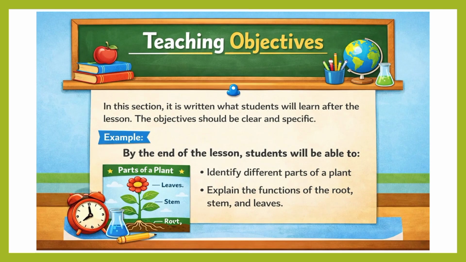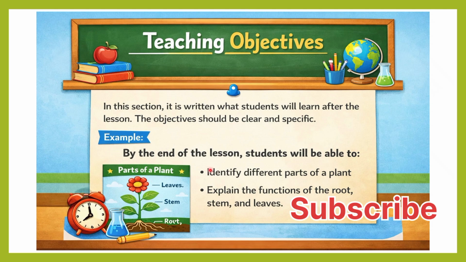The next important component is the teaching objectives. In this section, it is written what students will learn after the lesson. The objective should be clear and specific. For example, by the end of the lesson, students will be able to identify different parts of a plant and explain the functions of the root, stem and leaves. So this is how the objectives should be written in your lesson plan.